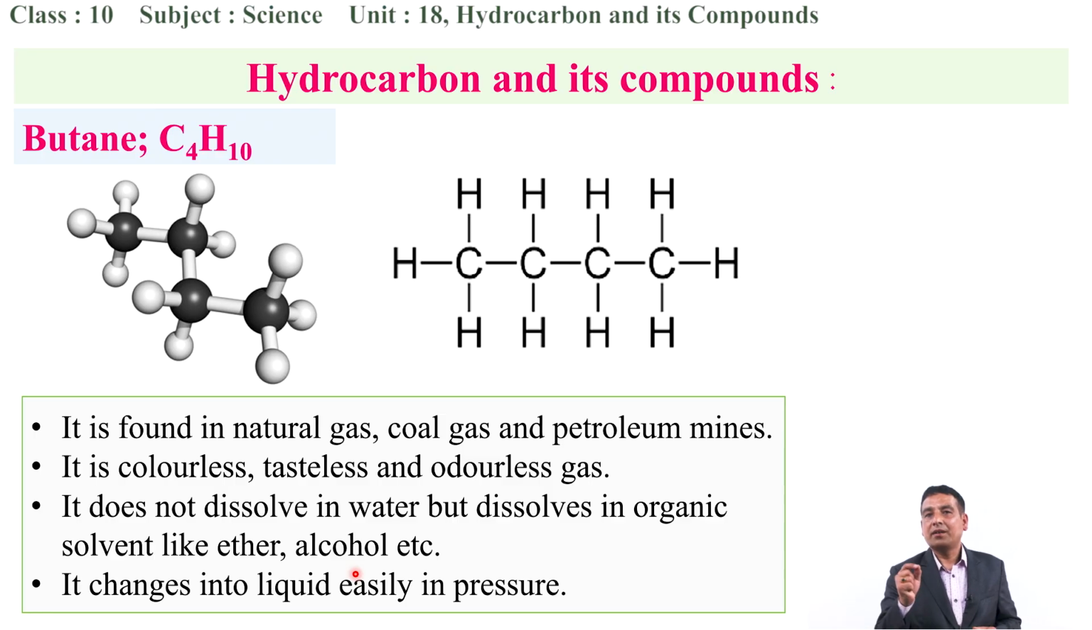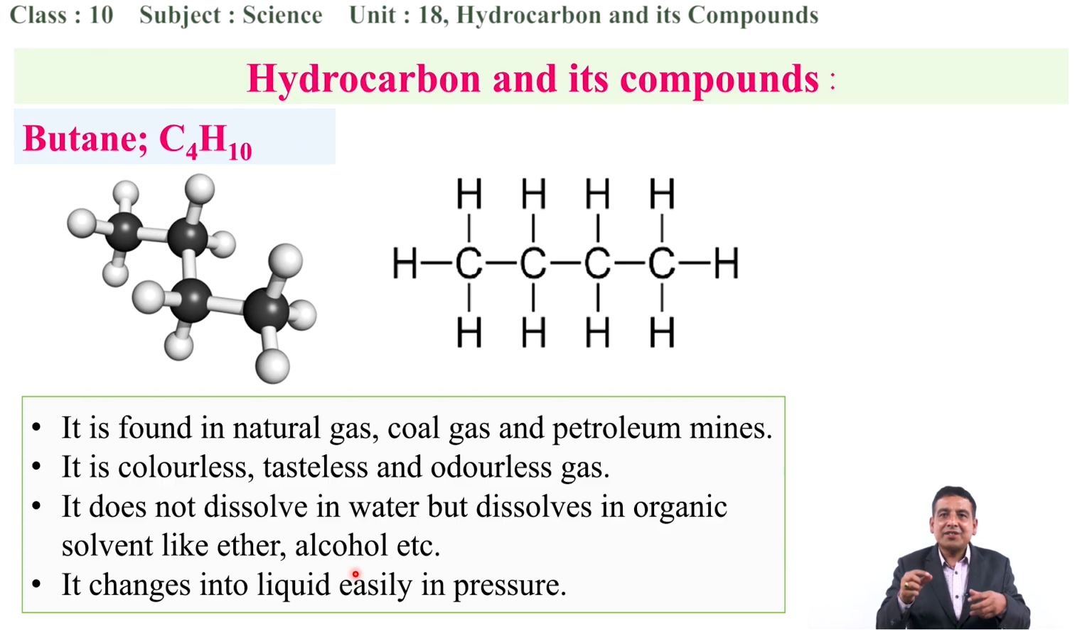It is easily converted into a liquid by using pressure. I think you all are using cylinder gas in your kitchen. Yes? One of the components found in cylinder gas is butane. At high pressure, when it is compressed, it turns into a liquid. While we are using the gas, when you shake the cylinder, I think you will feel there is liquid inside.